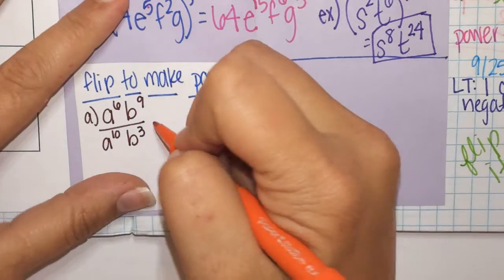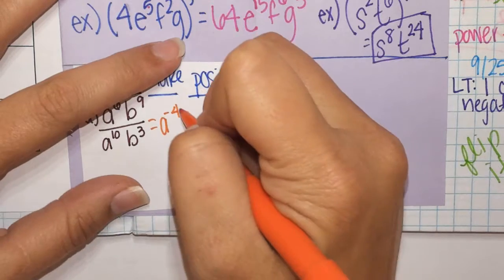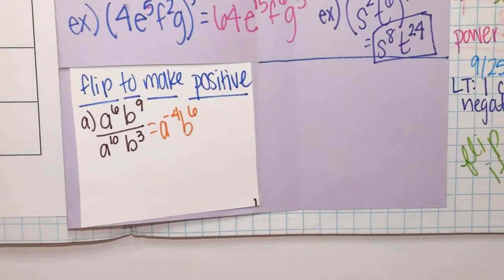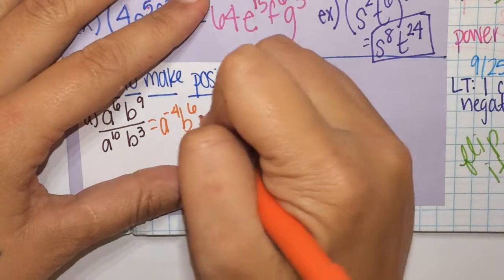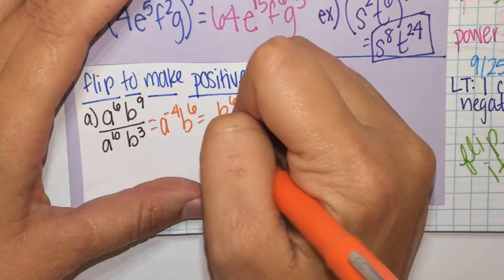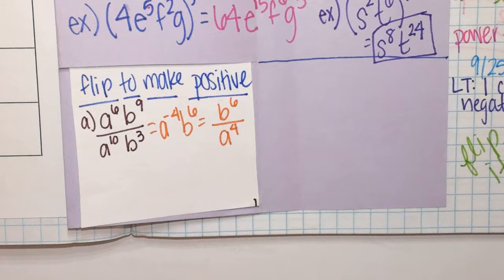What is 6 minus 10? Negative 4. Okay. And what is 9 minus 3? 6. Okay, good. Now, do either of those have negative exponents? Yes. Which one? a. So we're going to flip a. Are we going to flip b? No. So b stays on top of our fraction, and what does a do? Goes to the bottom. That's it. That's easy.